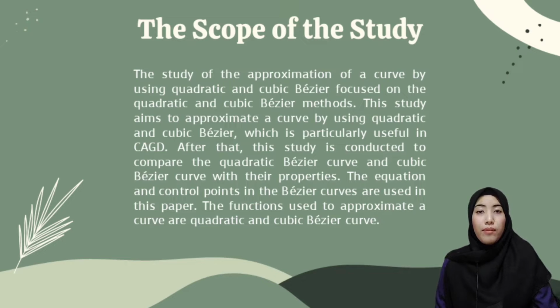The study of the approximation of a curve by using quadratic and cubic Bezier focuses on the quadratic and cubic Bezier methods. This study aims to approximate a curve by using quadratic and cubic Bezier, which is particularly useful in CAGD. After that, the study is conducted to compare the quadratic Bezier curve and cubic Bezier curve with their properties. The equation and control points in the Bezier curve are used in this paper. The functions used to approximate a curve are quadratic and cubic Bezier curve.